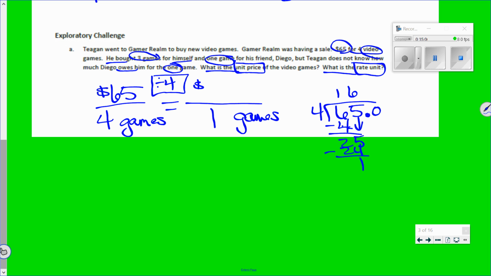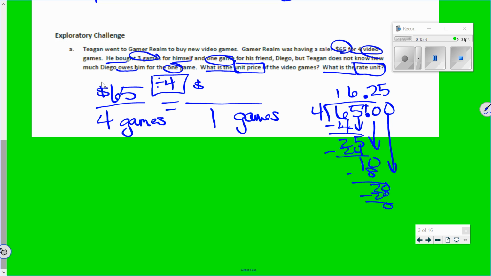As soon as I put my decimal point here, guys, I always bring it straight up so I don't forget about it. Just makes it easier. I've made that mistake. It's an easy mistake to make. That's why I do it right away. Now I have another 0 to bring down. How many times will 4 go into 10? 2. Still have a remainder, so I need another 0 to bring down. 4 goes into 20. Finally made it down to 0, so we're done.